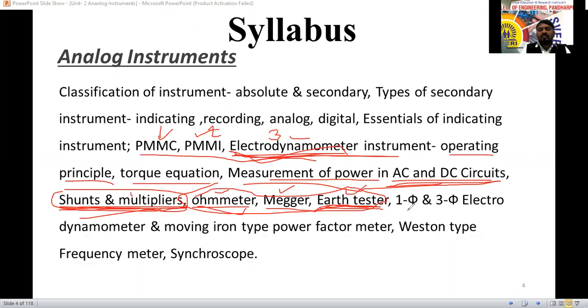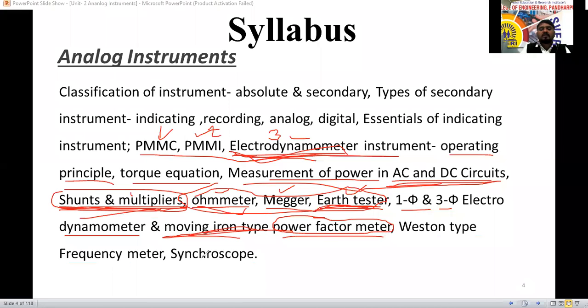Next, single phase and three phase. Here we are only studying the operating principle of the electrodynamometer. But single phase and three phase electrodynamometer and moving iron type instruments are there for the measurement of power factor. To measure the power factor, we are going to use the single phase and three phase electrodynamometer, and two moving iron type instruments.